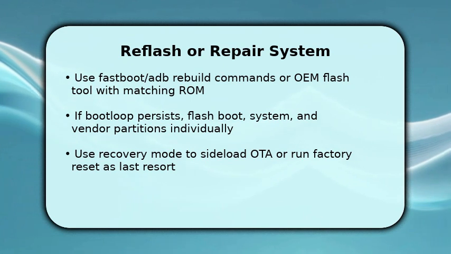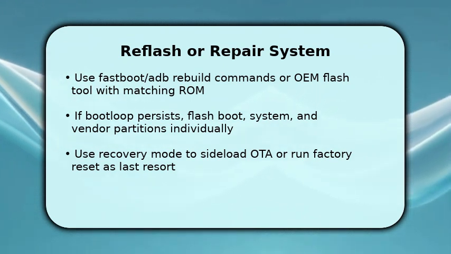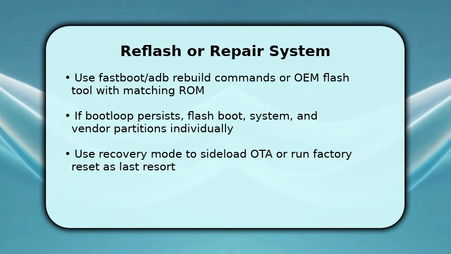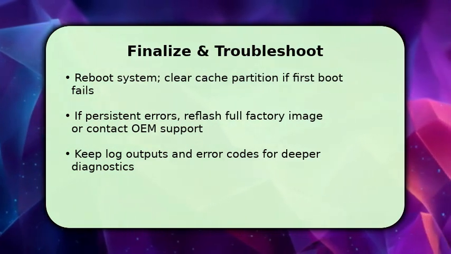Corrupted files cause failure. If flashing halts, note error codes and retry using official OEM tools that handle partition maps automatically. You finish by rebooting into the system and letting the first boot complete. This can take several minutes.